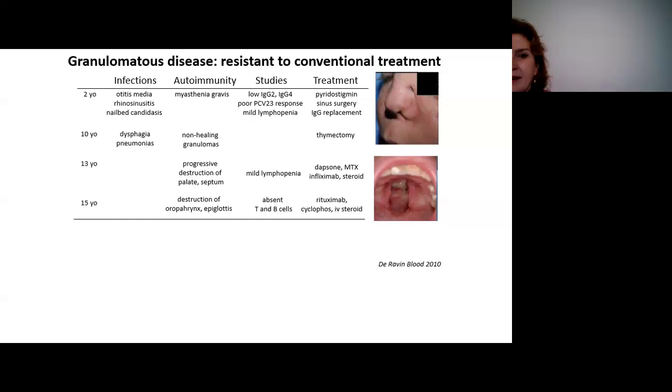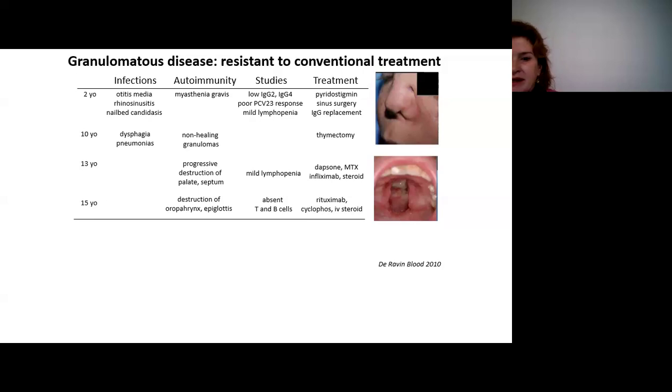However, the patient progressed. At 10 years of age, he had dysphagia, more pneumonias, and developed non-healing granulomas. In fact, you can see here that in the palate, he had so much destruction from these granulomas that it perforated his palate. He also had a saddle nose appearance because his septum was perforated. At the age of 10, he had a thymectomy for non-responding myasthenia, and at 13 years of age, with this destruction of the palate and the septum, they also started to put all sorts of immunomodulation on him, just the kitchen sink: dapsone, methotrexate, infliximab, and steroids.